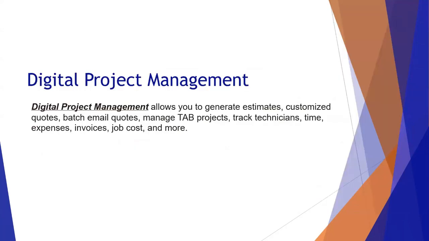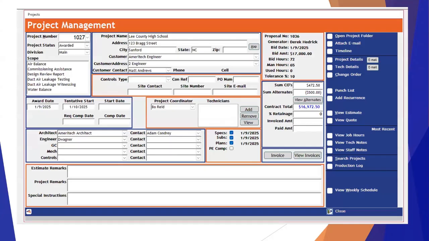Within our project management, a digital project management system should allow you to generate an estimate, custom quotes, batch email quotes, manage projects once they've been awarded, and also track the technicians, our time, our expenses, invoices, job costs, and more. In this example here, we have the project management for this particular project.